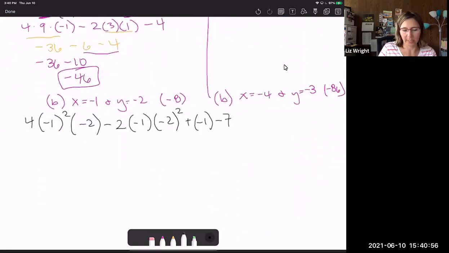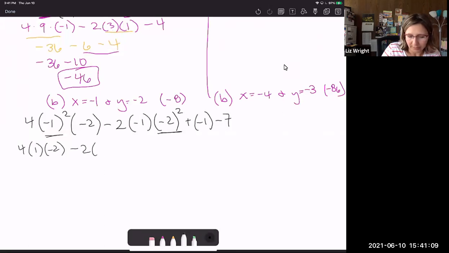All right, here we go. So I'm going to do this squared part, and I'm going to do this squared part. Are they actually both squared? They are. All right, so it's going to be 4 times a positive 1 times a negative 2 minus 2 times the negative 1 times a positive 4. Here, this is the same as minus 1 minus 7. So that's going to give me negative 8.